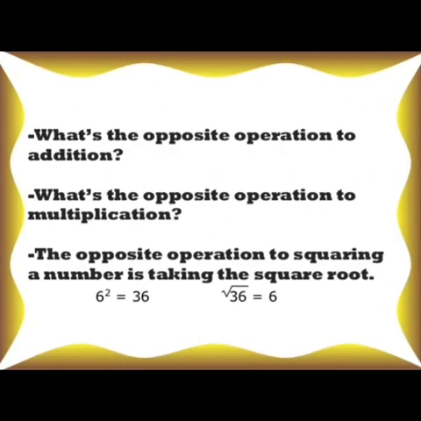Okay. So the next one. What is the opposite operation to addition? What is the opposite operation to multiplication? The opposite operation to squaring a number is taking the square root. So what is the opposite operation to addition? That is nothing but minus, that means subtraction. What is the opposite operation to multiplication? That is division. What is the opposite of squaring a number? That is called square root.